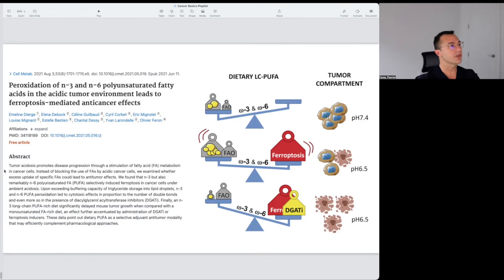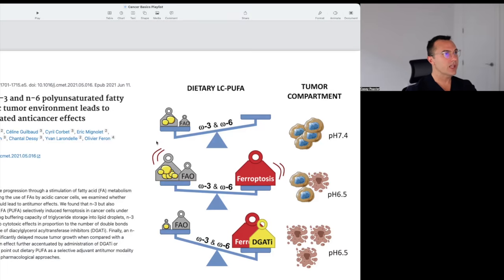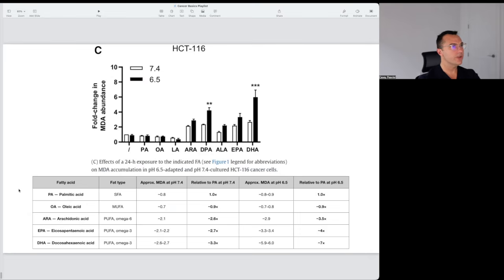These data point out dietary PUFA as a selective adjuvant anti-tumor modality that may efficiently complement pharmacologic approaches or even dietary ketogenic approaches. So this graphic was pretty interesting, and basically what they're saying is that tumor fatty acid type matters, but also the pH of each compartment matters, and we're going to dig into this. So let's head to one of the most interesting experiments that these researchers carried out in this paper.